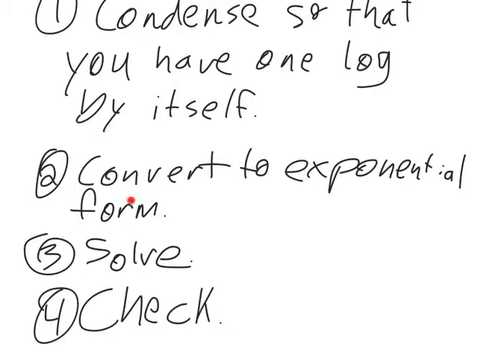Then once you've done that, it's going to be in a form where you can get to the x and you can solve for that x. That's your next step. And in the last step, we check. What we check for in this step is to make sure that none of these solutions that we found make any of the arguments negative or equal to 0. Okay, so let's take a quick look at a little example of this.